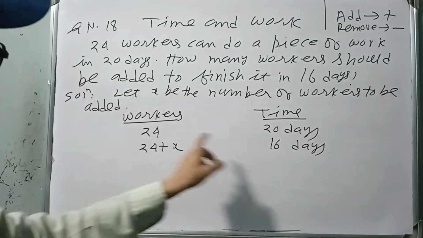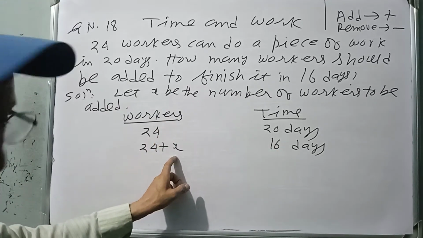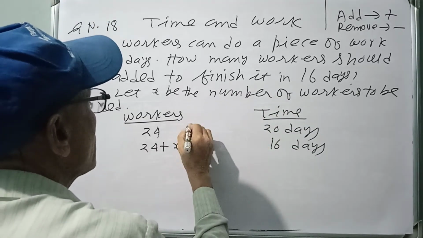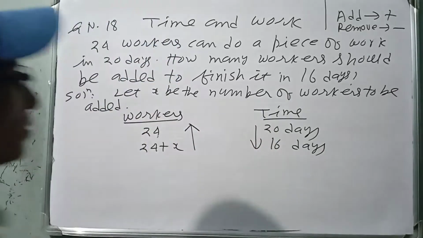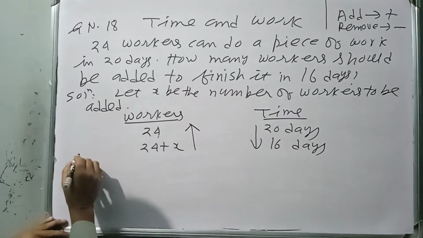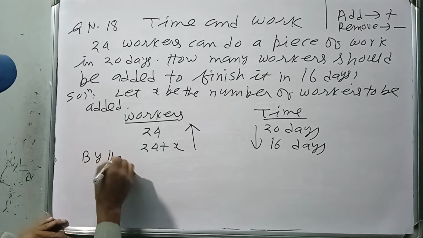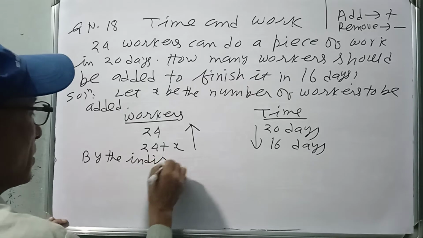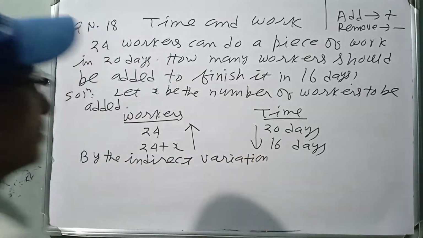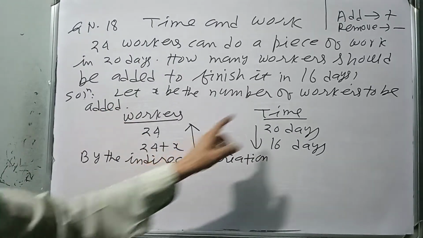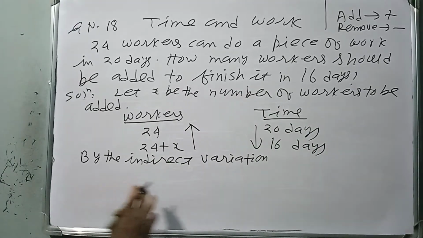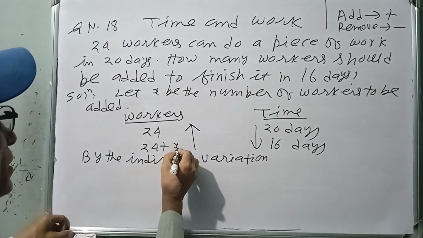But the time is reduced. Yes, when the number of workers is increased, time is reduced. So it is inversely proportional. Okay, give the arrow: arrow upward and arrow downward. Write by the indirect variation. Why indirect variation? If workers increase, time decreases; if workers decrease, time increases. By the indirect variation we get this upon this.